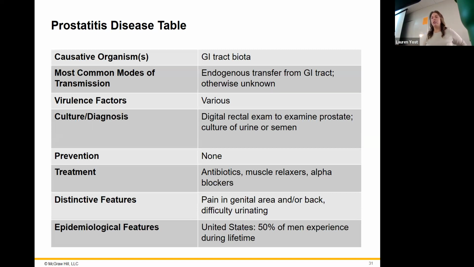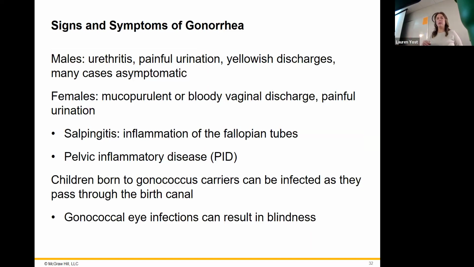And then painful ejaculation as well is associated with this, not surprisingly, because the entire region is going to be inflamed. So if you can't pee, you can't get anything else out either.